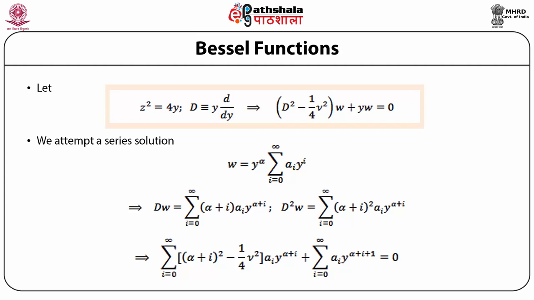Thus we obtain the equation as summation over i going from 0 to infinity a_i into y raised to power alpha plus i into ((alpha plus i) whole square minus 1 by 4 nu square) plus summation over i going from 0 to infinity a_i y into y raised to power alpha plus i plus 1 is equal to 0.